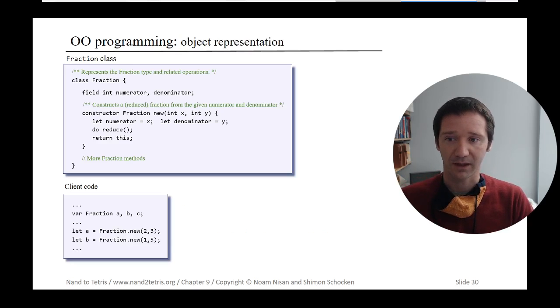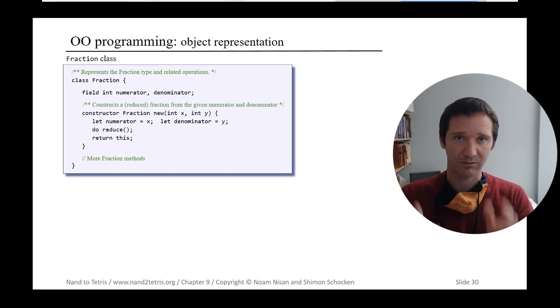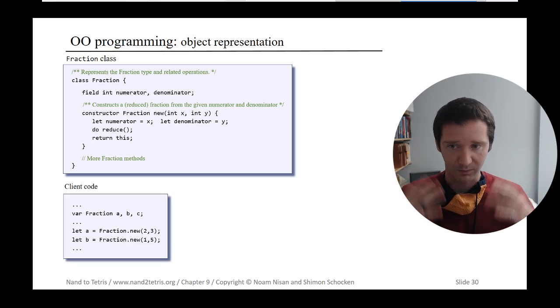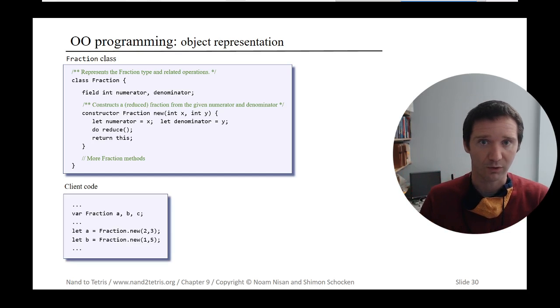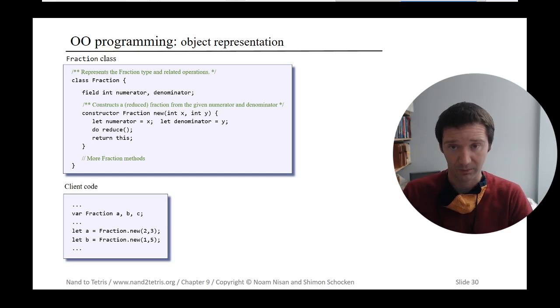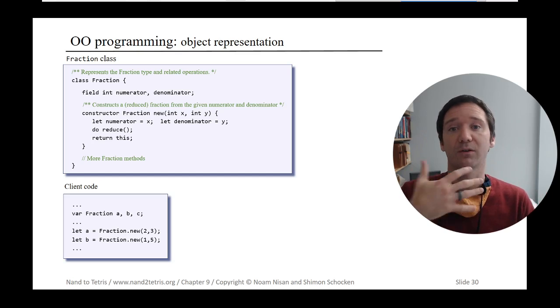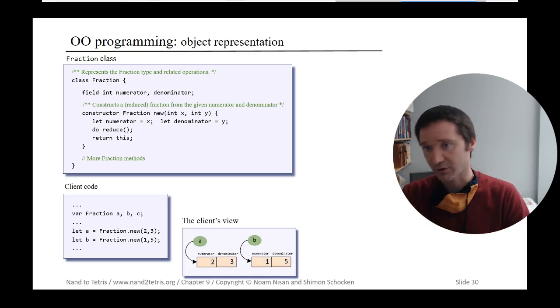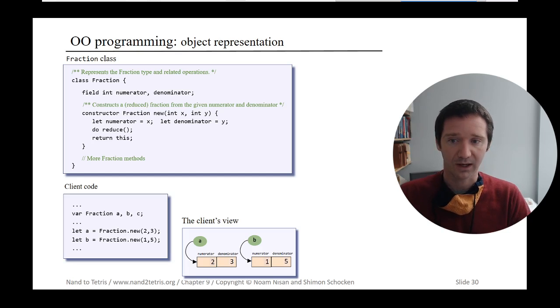I think that's about everything. So we can see we have the implementation of the fraction class, and when we use it, we create new fractions. Call that A, fraction.new, 2 over 3. Let B be a fraction.new, 1 over 5. So we call the constructor. That generates this new fraction, returns a reference to itself, and then we can use that.